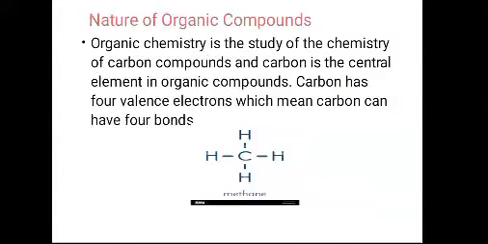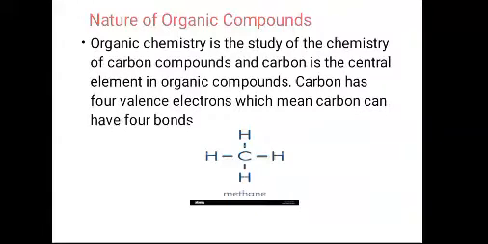Now, before we go into the naming of organic compounds proper, let us look at the nature of organic compounds. Organic compounds are compounds that contain majorly hydrogen, and in some cases they can contain other elements like nitrogen, oxygen, etc. And carbon is also the central atom in organic compounds, and it is the basis for naming an organic compound. That is to say that the number of carbons present in an organic compound determines the name of that compound. The simplest of these compounds is methane.